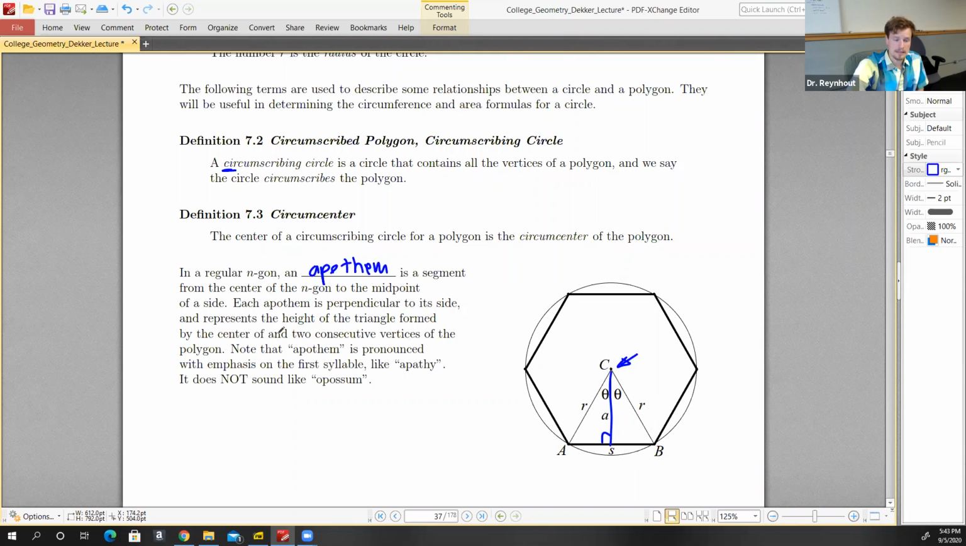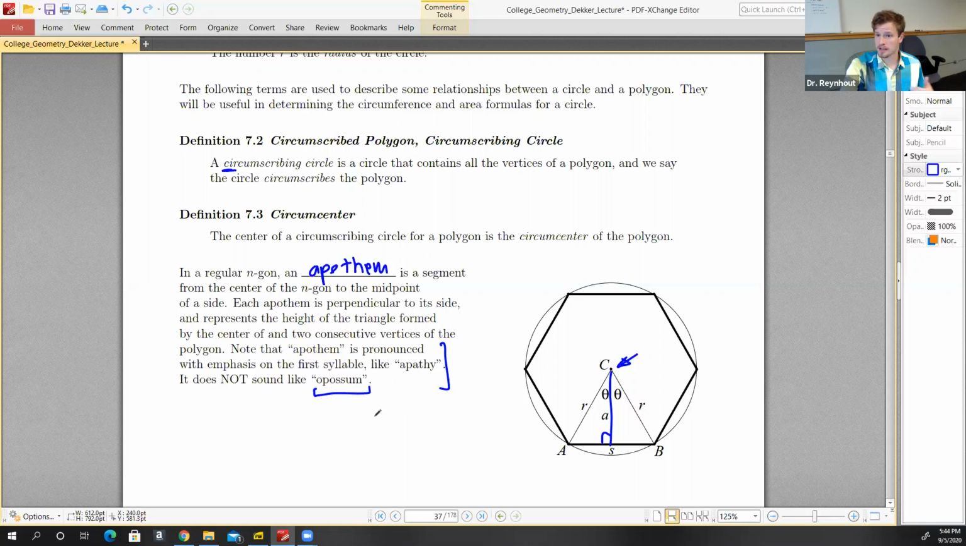And of course, as I've been saying it very carefully, apothem is pronounced apothem, not apothem. It's like apathy, apothem, not. Now I can't even think of how to say it otherwise. Apothem. That's the other one. Apothem. It's apothem, not apothem.